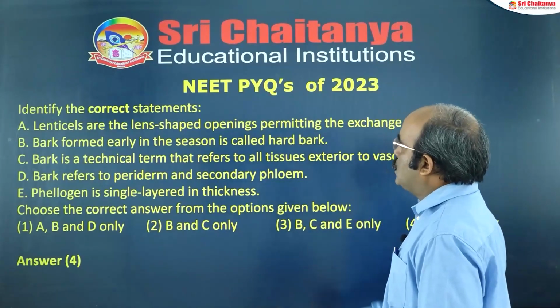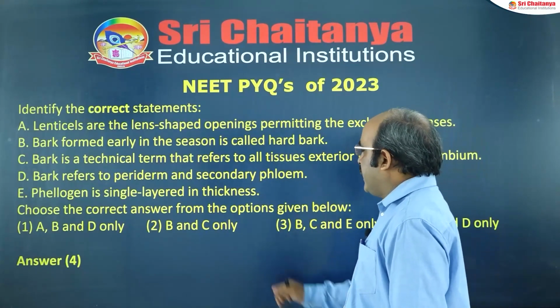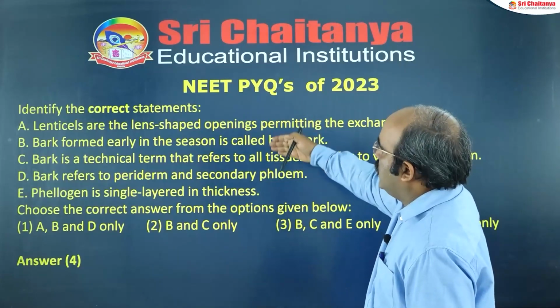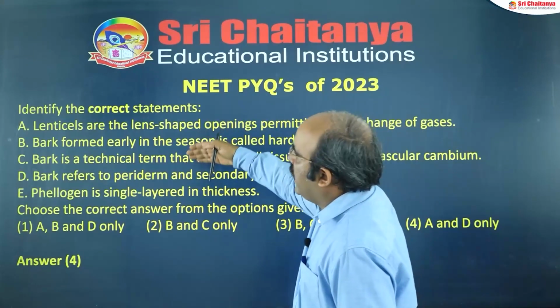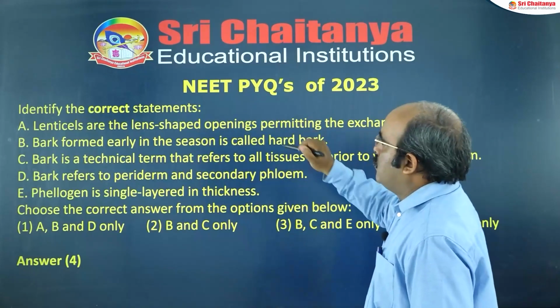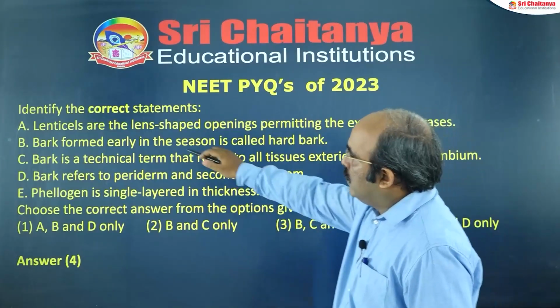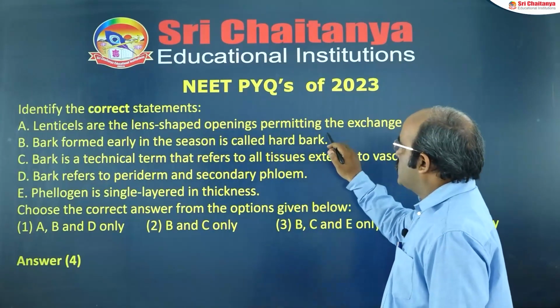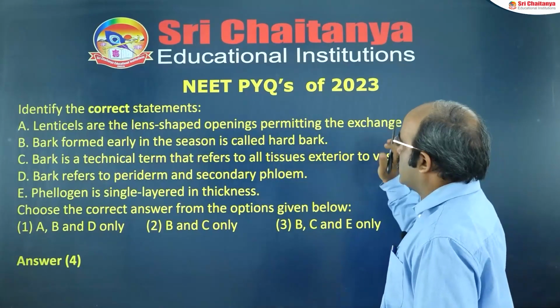So we have to choose here the correct answer, taking which of the above statements after reading A to E, which statements are correct. Now, lenticels are lens-shaped openings permitting exchange of gases is correct.